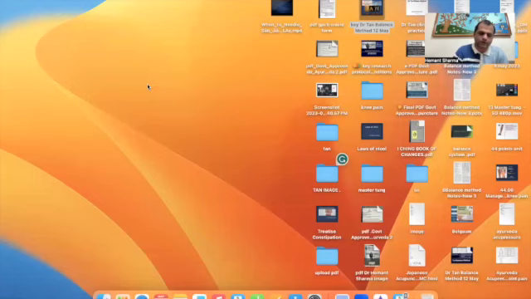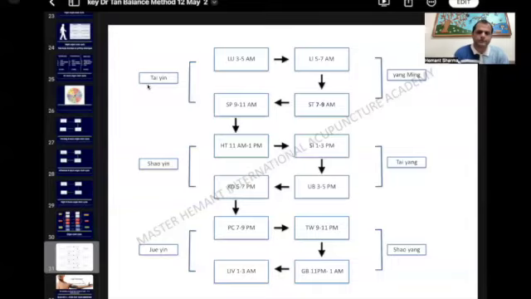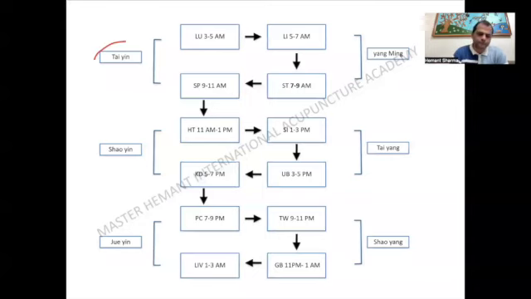So let's continue the discussion, and I hope you have learned the names of all the Chinese families. So these are the names of all the Chinese families. Tai Yin. The meaning of Tai Yin is lungs and spleen. So whenever I ask you what is Tai Yin, you have to tell me lungs and spleen.